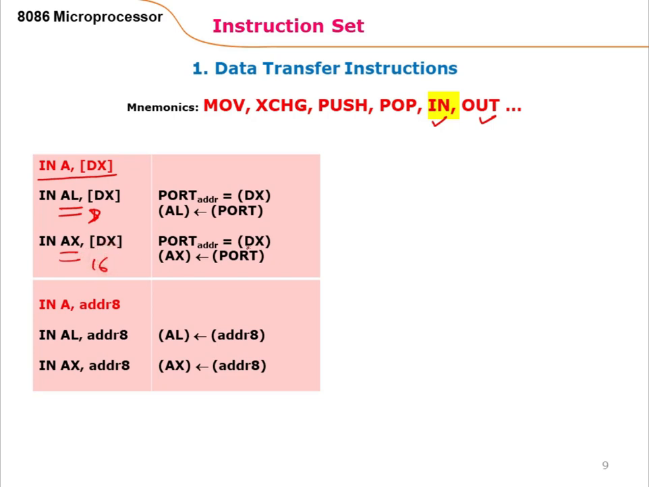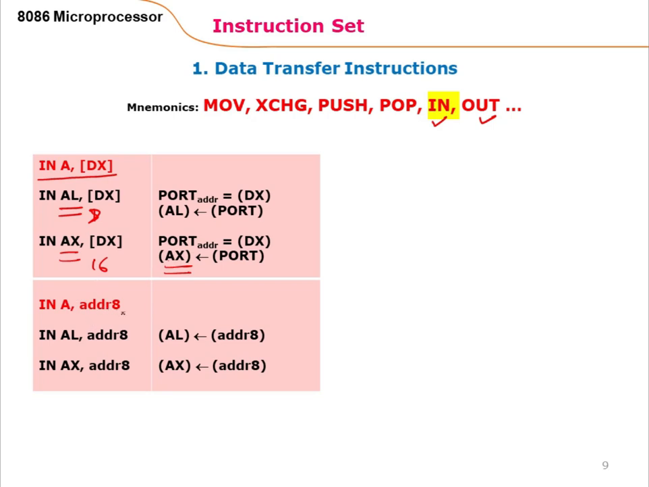The same operation occurs here. When we use the DX register, the port address is stored in the DX register. So the address of the port is copied from the DX register and sent over the address bus, and the data from the given address is copied to the AX register, which is a 16-bit register.